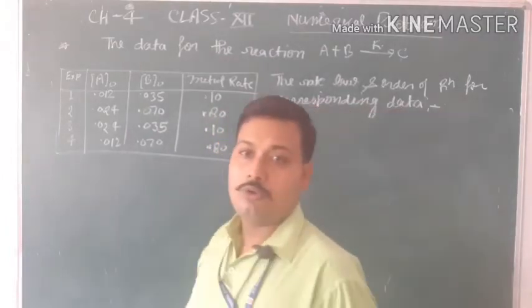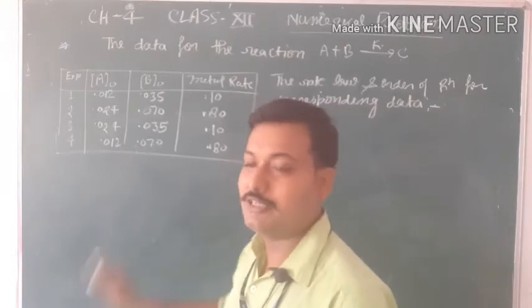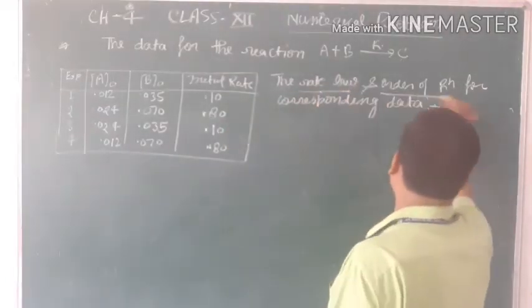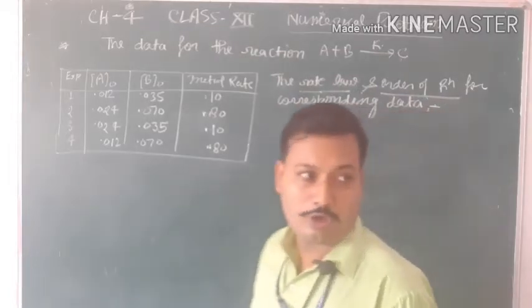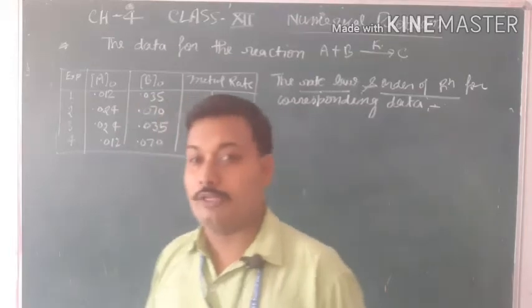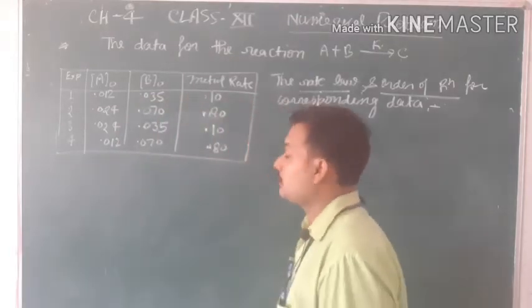Okay. So when the rate as well as the concentration is given, we have to calculate the rate law and the order of reaction. Rate law and order of reaction. So this is very important. How to calculate it? Try to understand, students.